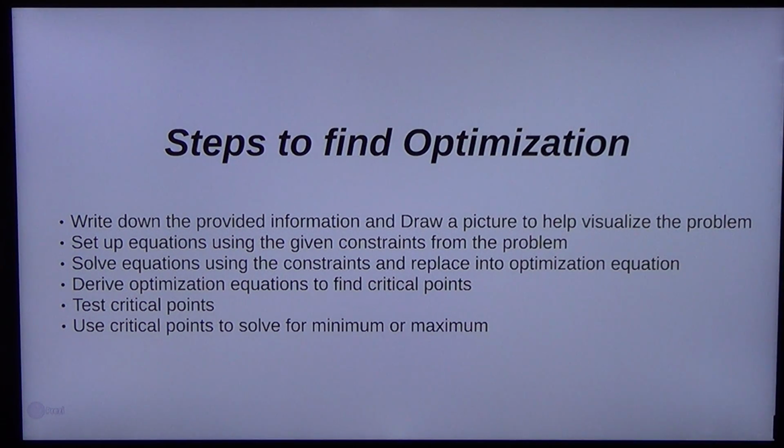With the information given, find what equations are related to solving the problem and set them up using the limitations also provided. Then replace those answers within the equation for solving the main question. To find critical values, derive that equation and test those points to find the optimized answer. Last, find the min or max by replacing those points back into the optimization equation.